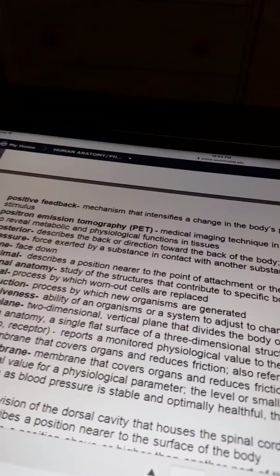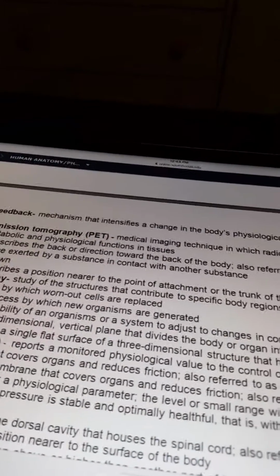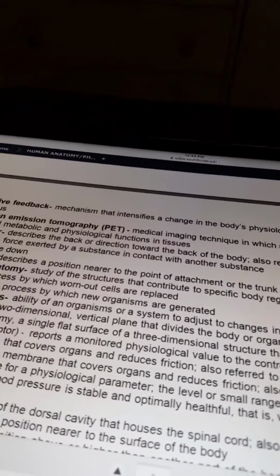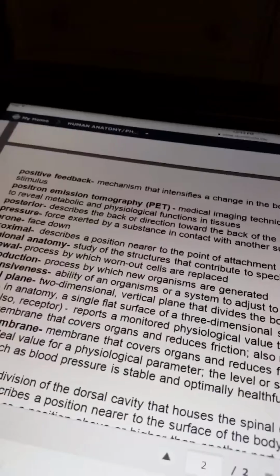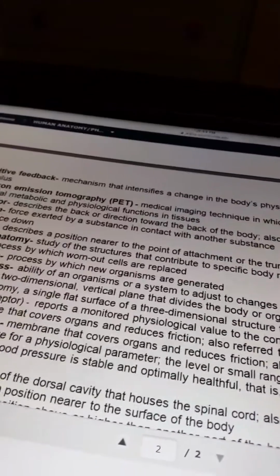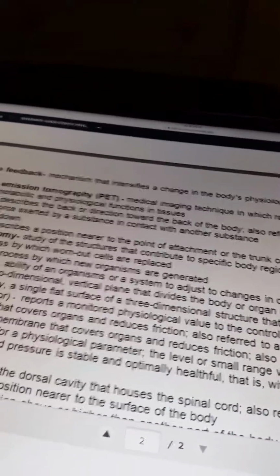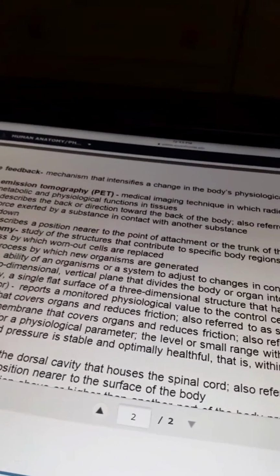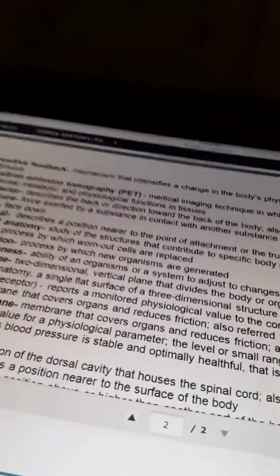Section, in anatomy, a single flat surface of a three-dimensional structure that has been cut through. Sensor, reports a monitored physiological value to the control center. Serosa, membrane that covers organs and reduces friction, also called serous membrane. Serous membrane, membrane that covers organs and reduces friction, also called serosa.